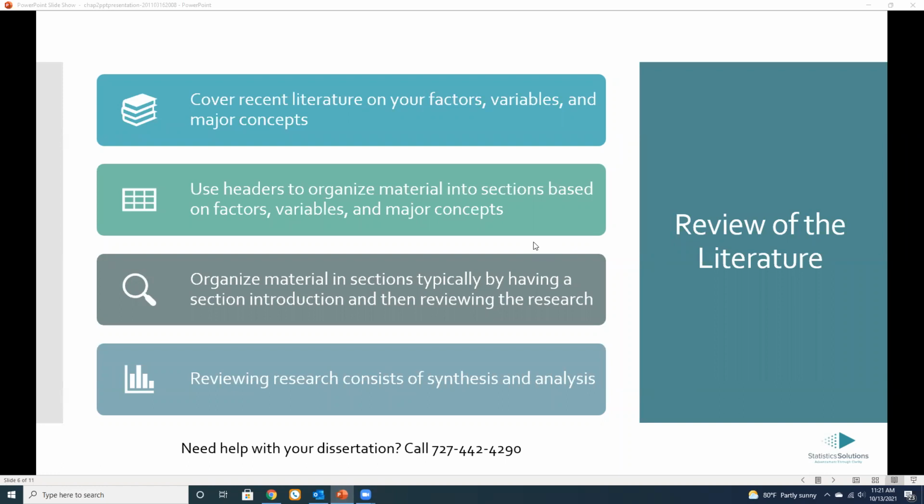And so how do you section it out? How do you organize it? Again, this isn't a mystery. The sections should correspond to your factors, what you're studying, your variables, your factors, your major concepts. And just use these as headers.